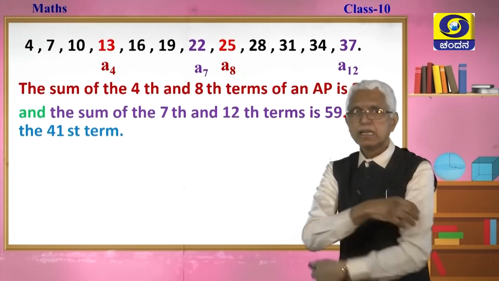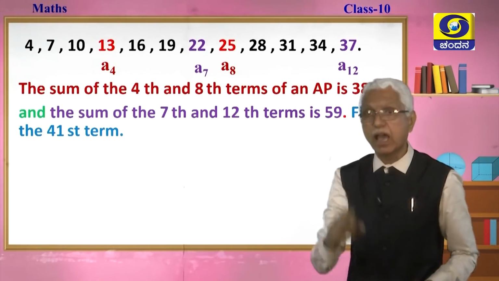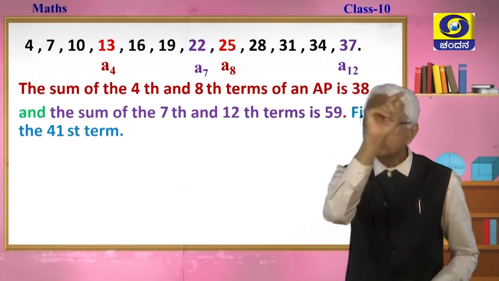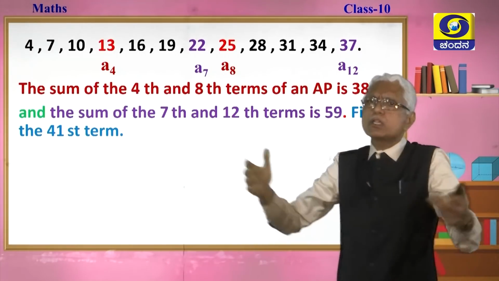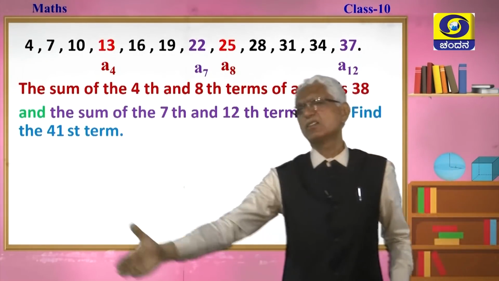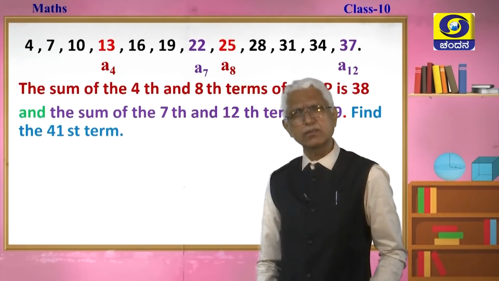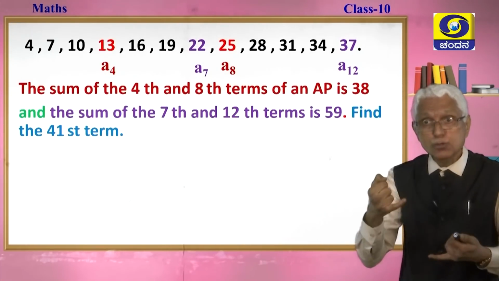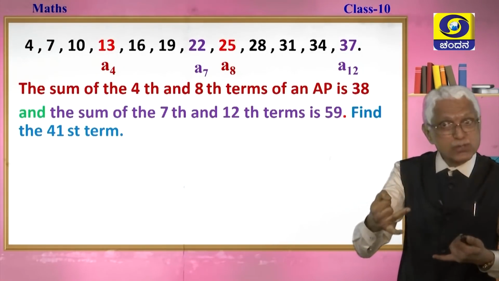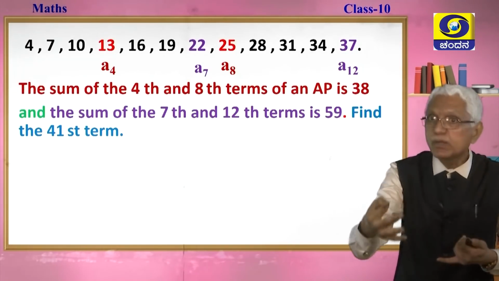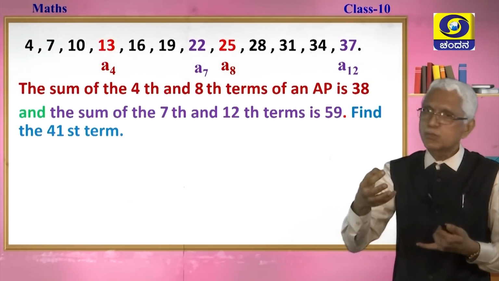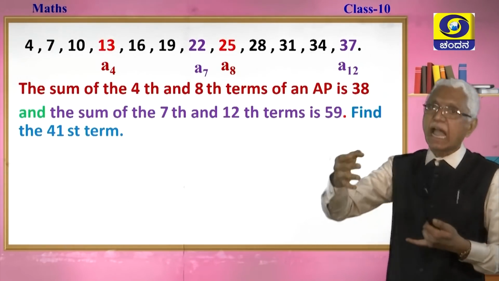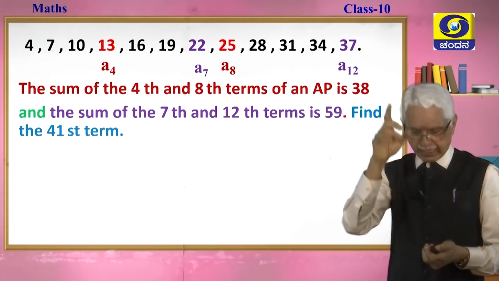My dear children, that means A41. That is the beauty. You have to find A41. Who is going to help you? An is equal to A plus n minus 1 into D is going to help you. Take the help of it. To take the help of it, you should know A, you should know N, you should know D. Correct? Okay, let us proceed.